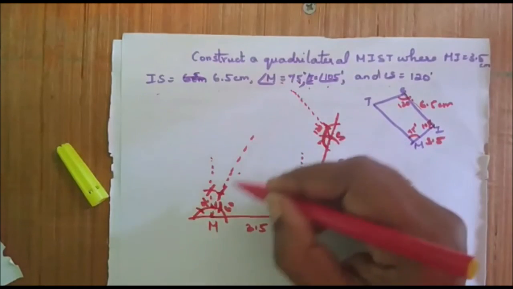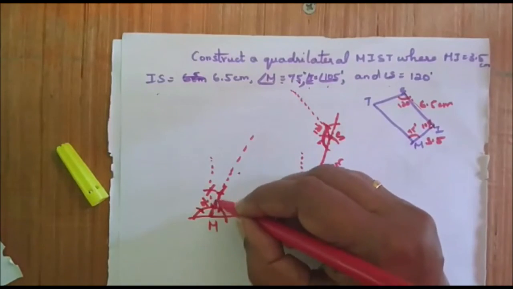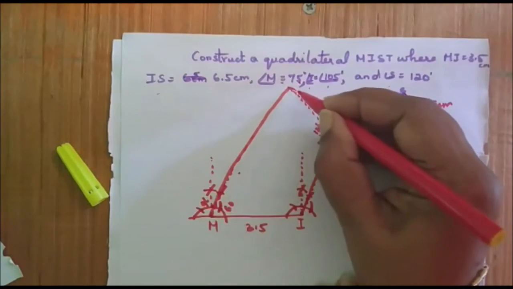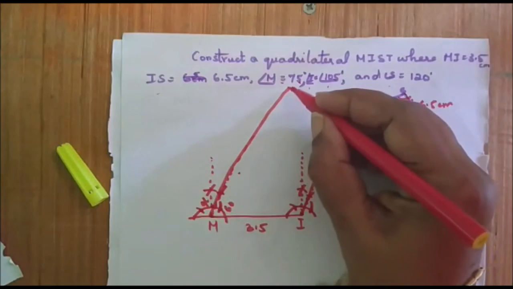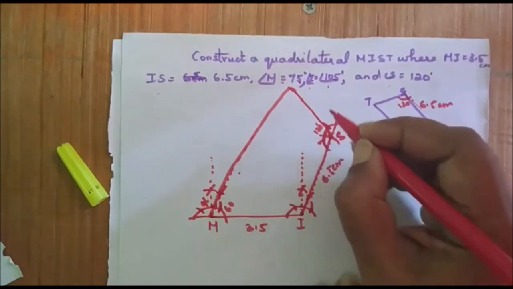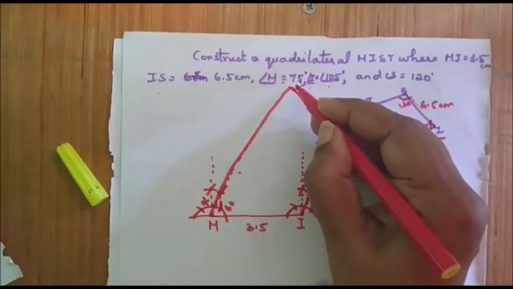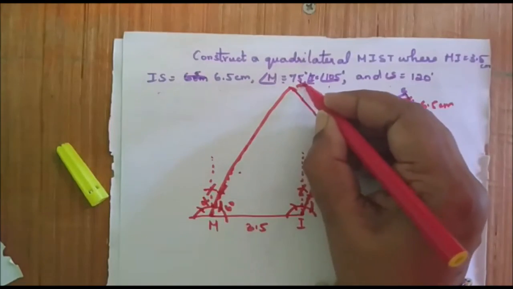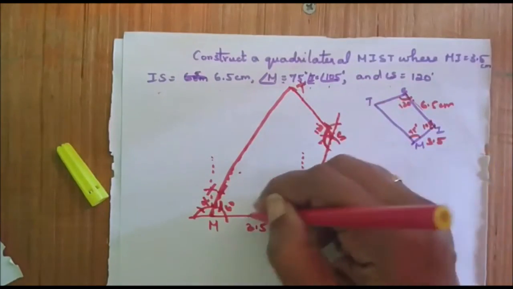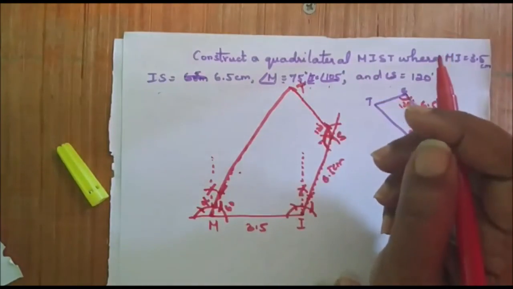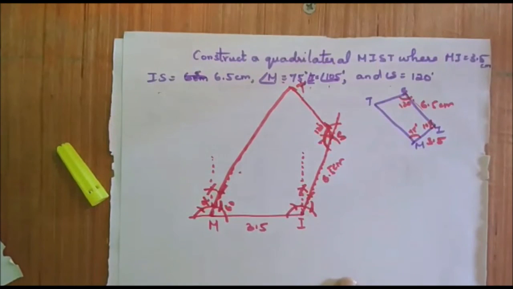So if I join both, that is from M, and I join this length, I get this point. This point is T. Okay, so MIST, this is how I construct the quadrilateral.